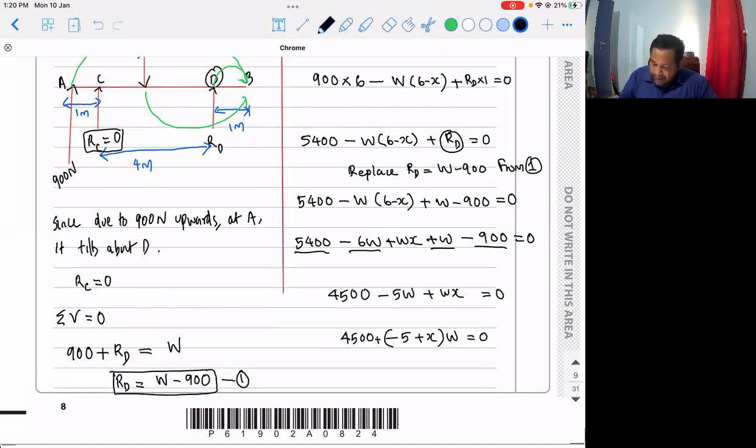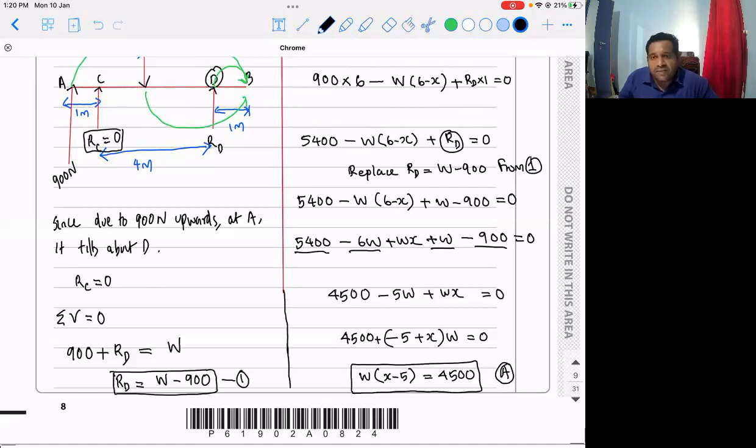That implies W times x minus 5 is equal to 4,500. I'm just rearranging this. So this is equation A. Okay. So this is equation A. So from the first case, we got an idea that W times x minus 5 is equal to 4,500.